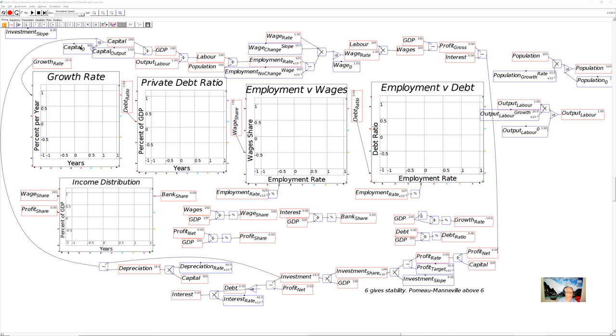You start with a level of capital stock, which produces output, which tells you how many workers you need to hire, which gives you an employment rate, which will give you a rate of change of wages, which will then give you the wages bill. And if you subtract wages and interest payments from GDP, you get gross profits. That net profit then determines the investment rate, or the rate of profit, pardon me, which then determines how much investment occurs, which then determines how much capital you've got minus depreciation. That's just a causal loop between the two.